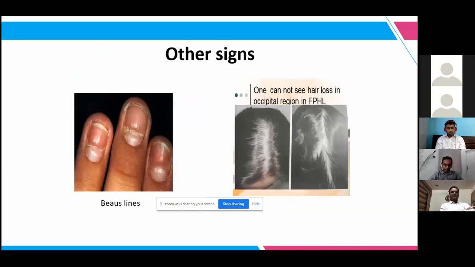The hair loss in the occipital region, usually we don't see in female pattern hair loss, but you can see it in diffuse chronic telogen effluvium or diffuse alopecia areata. So these are the things.